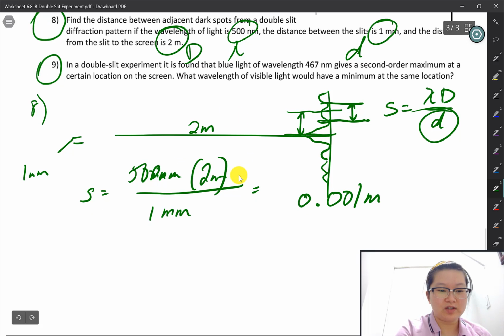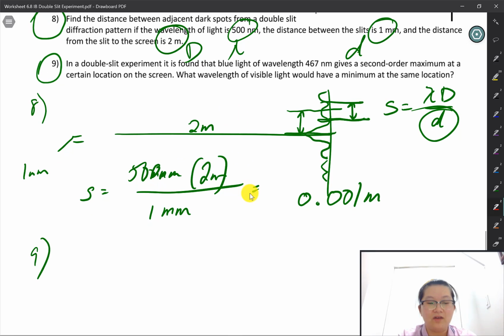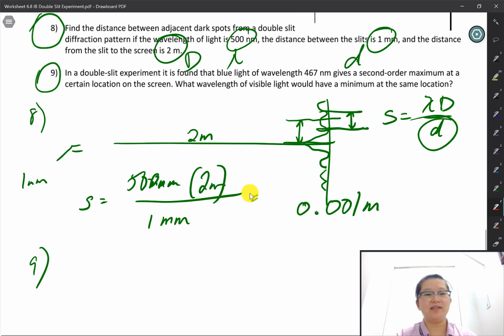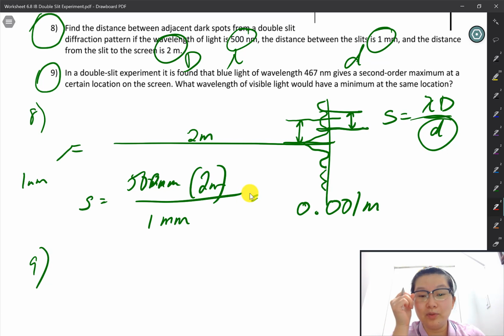Guess what? We're going to do question 9 in the same video. In the double slit experiment, it is found that blue light of wavelength 467 nanometers gives a second order maximum at a certain location on the screen. What wavelength of visible light would have a minimum at the same location? Ooh, this one is tricky.